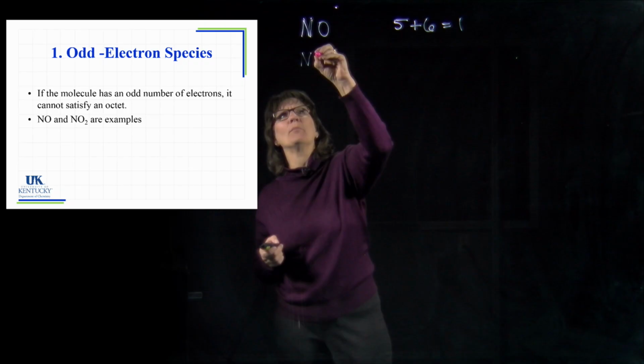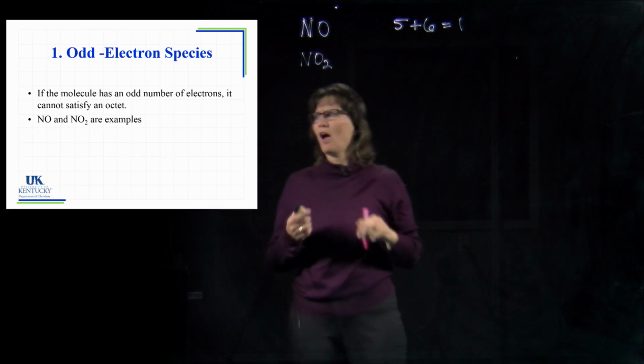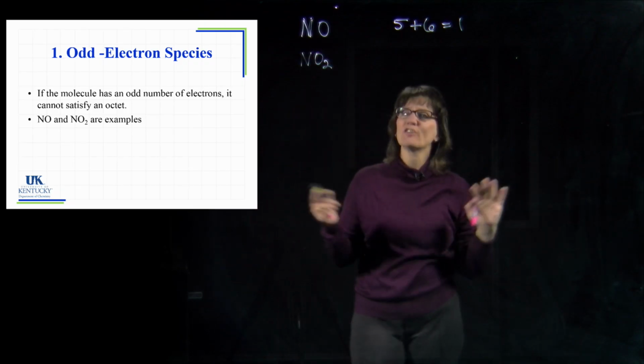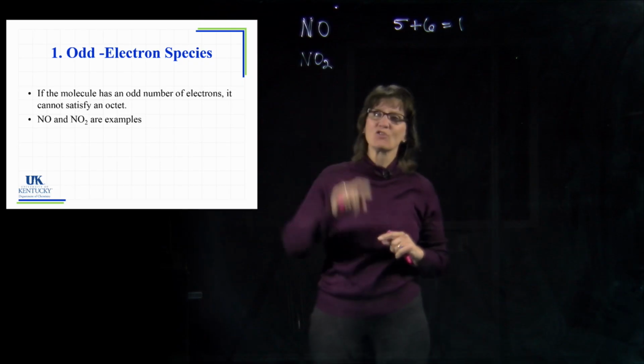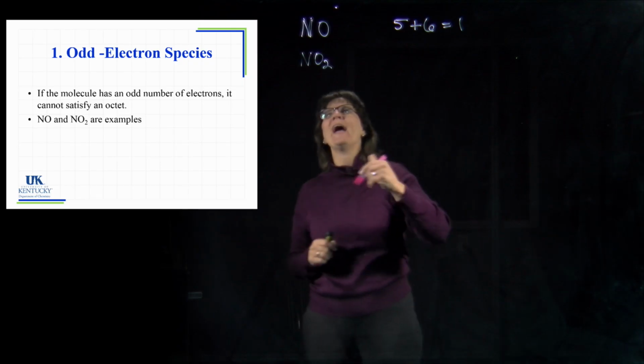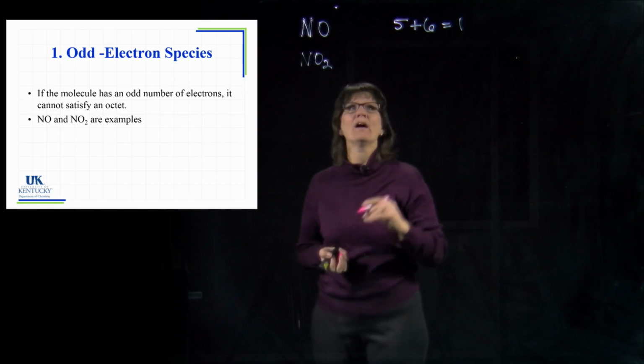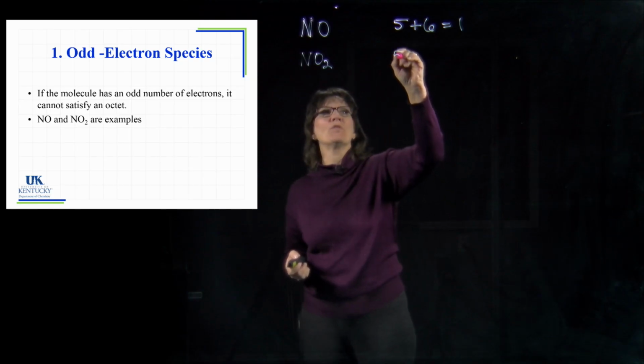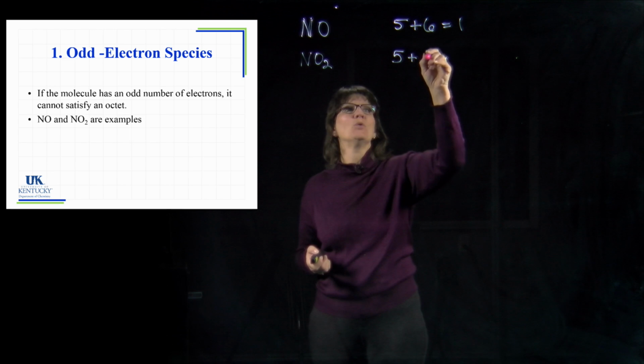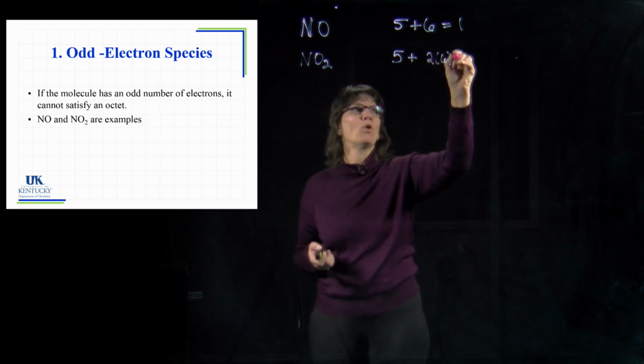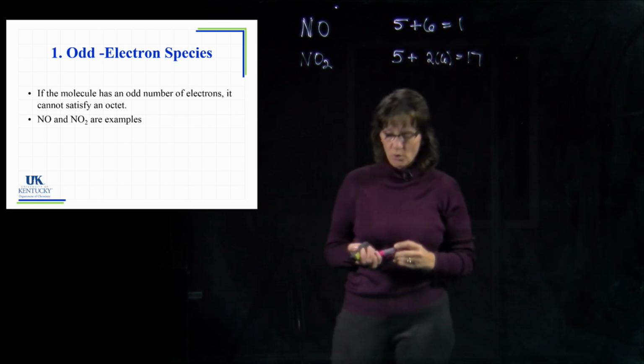NO2 would be another example. NO2, now very often we think it's going to have a minus charge, and that will help give it an even number, but this thing actually does exist, NO2, as a molecule, not as an ion. So we'd have our nitrogen with its 5 valence electrons, and you would have 2 times 6, 12 more, for 17 electrons to work with.